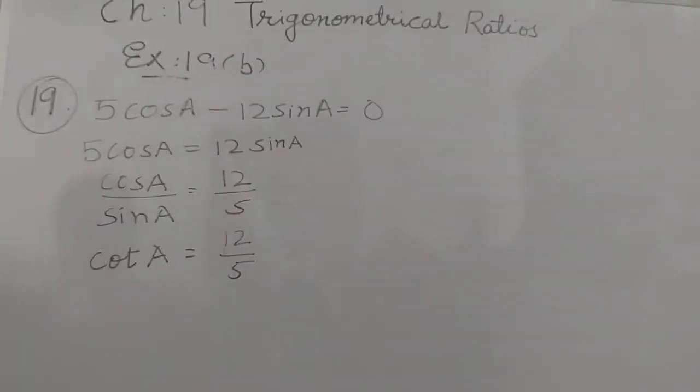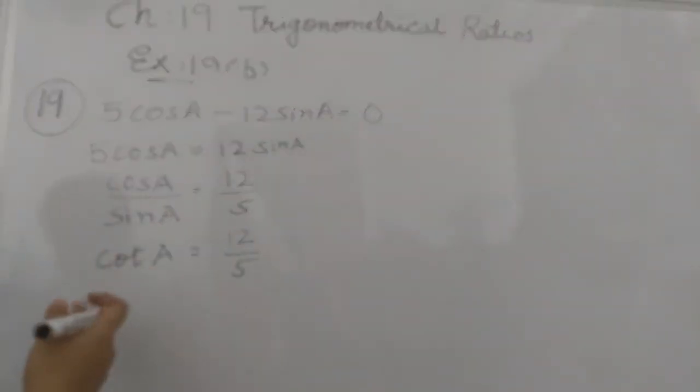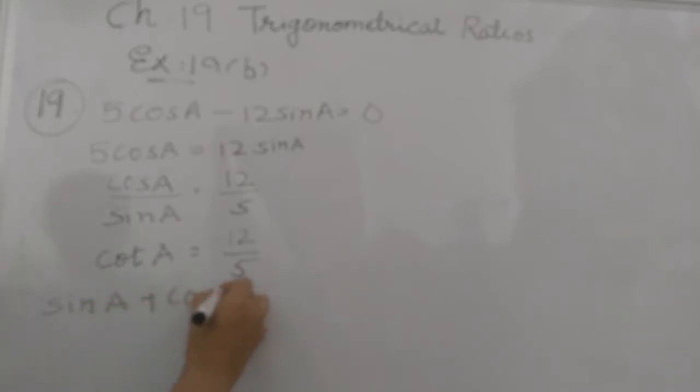Now what is cos by sine ratio? We have seen earlier in our important result, it is cot A. Cot A is 12 by 5. So here we are required to find the value. So because we want sine plus cos, I write what you want to find out. Sine A plus cos A upon 2 cos A minus sine A. We want to find this value.